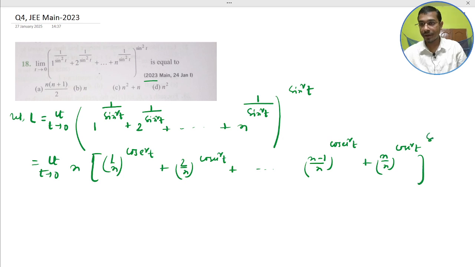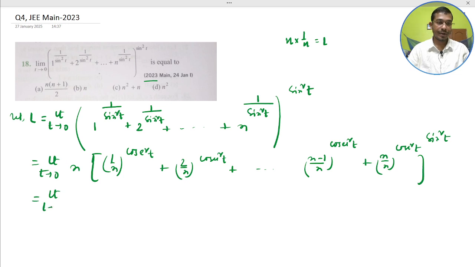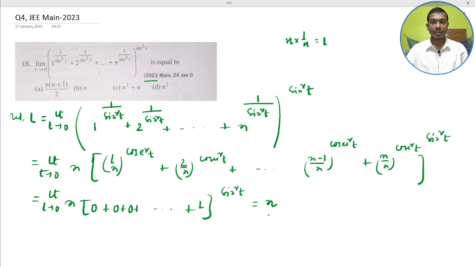Okay, correct, to the power as it is sine square t. So n should be multiplied first and 1 by n. Just do the n into 1 by n. This should be 1. Now it is equal to limit t tends to 0, n. This should be what? 0 by the limit formula. Apply just 0 plus dot dot. Last element 1 to the power sine square t. This should be n.